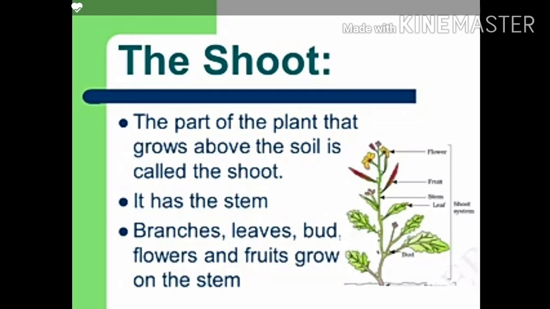Now let us learn about the shoot. The part of the plant that grows above the soil is called shoot. It has a stem, and branches, leaves, buds, flowers and fruits grow on the stem, as you see in the picture.